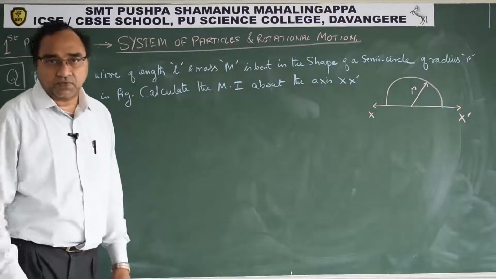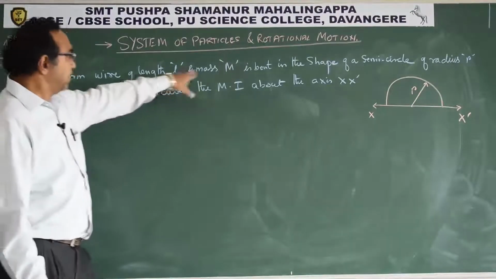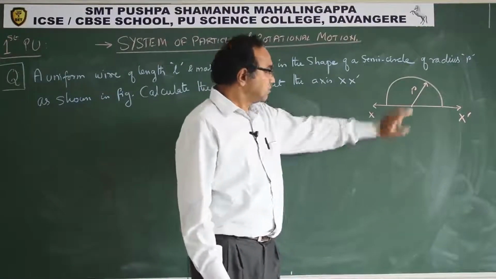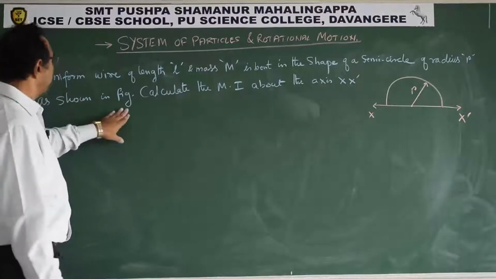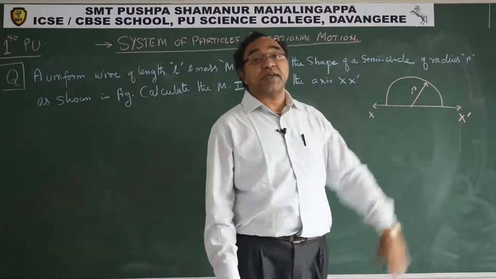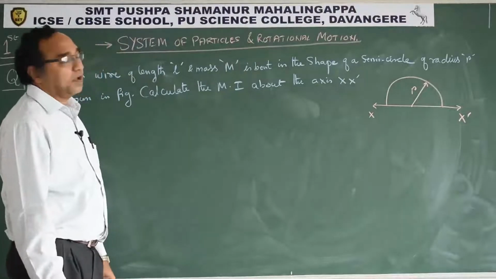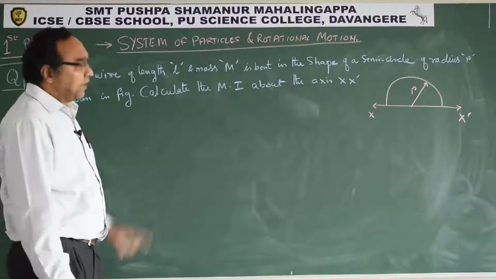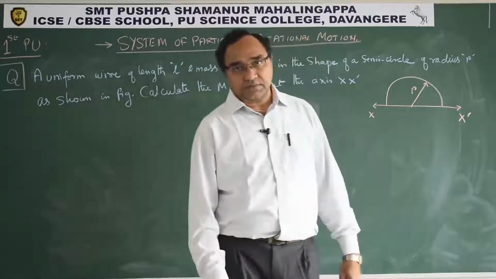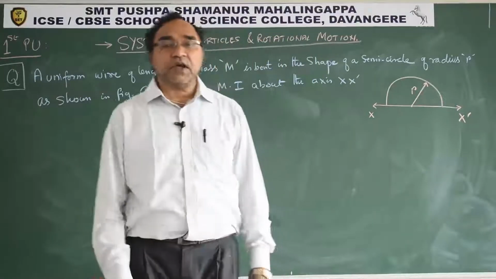This is a bit conceptual question. A uniform wire of length L and mass m is bent in the shape of a semicircle of radius r, as shown in figure. Calculate the moment of inertia about the xx dash axis. Now we want moment of inertia about xx dash. It's a ring. Xx dash can be seen as a diameter. We have seen in the previous class how to find moment of inertia about a diameter.